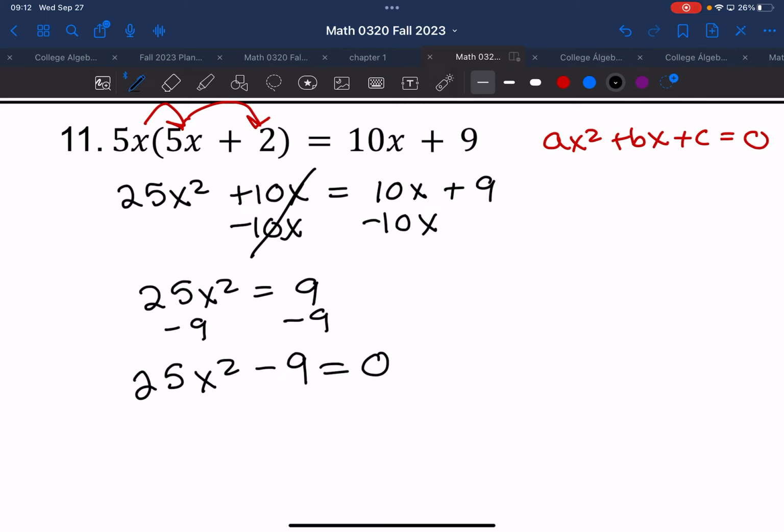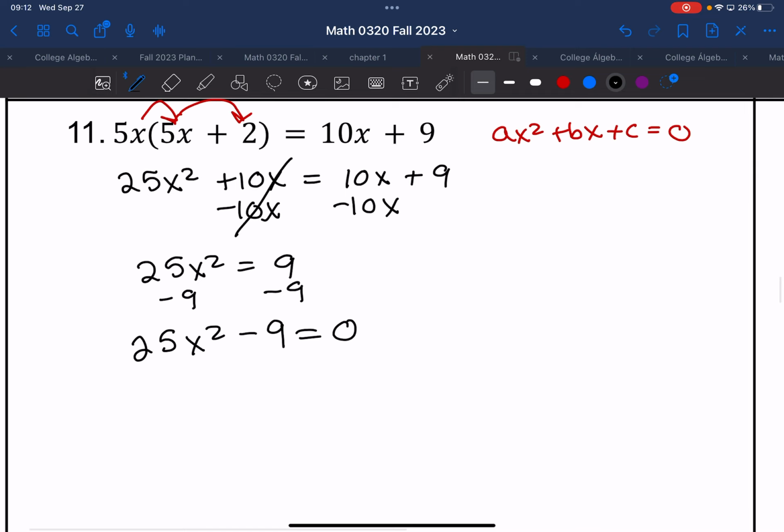But this is going to be what type of problem to determine which factoring method we're using? Is it the perfect square? Perfect square. So we can take the square root of each one of these. So that tells us that it is a perfect square trinomial. So the square root of 25 is 5. Square root of x squared is x. Square root of 9 is 3, meaning I have the two factors of what?